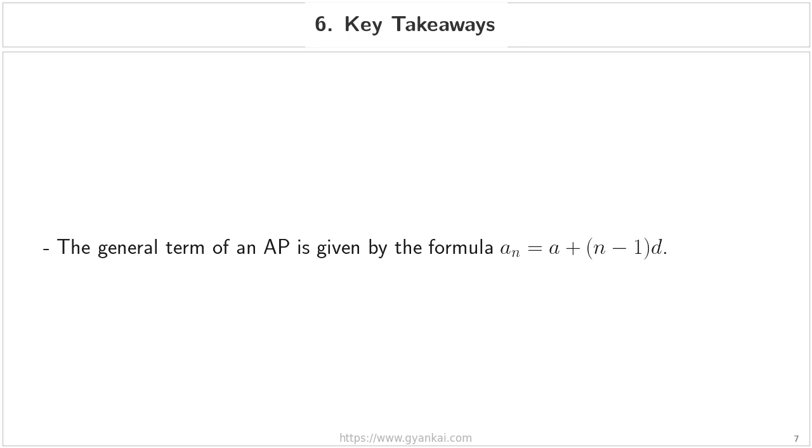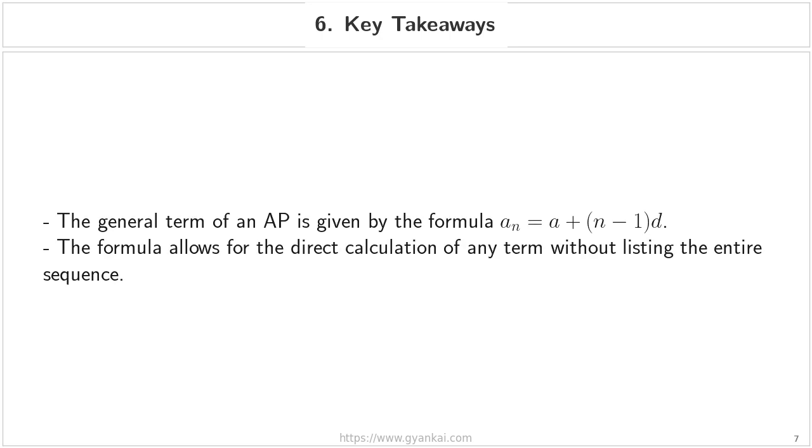First, remember the core of our topic. The general term of an arithmetic progression is given by the formula, a sub n equals a plus, parenthesis, n minus 1, parenthesis, d. This is the powerful tool we've been working with. As we discussed when we first introduced the formula, the real beauty of this equation is that it allows for the direct calculation of any term in a sequence. You no longer need to perform that tedious, step-by-step addition we saw in our earlier examples. You can jump straight to any position you need.